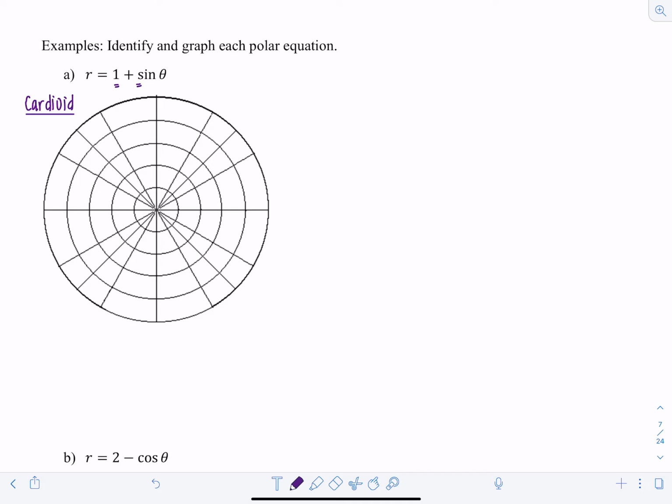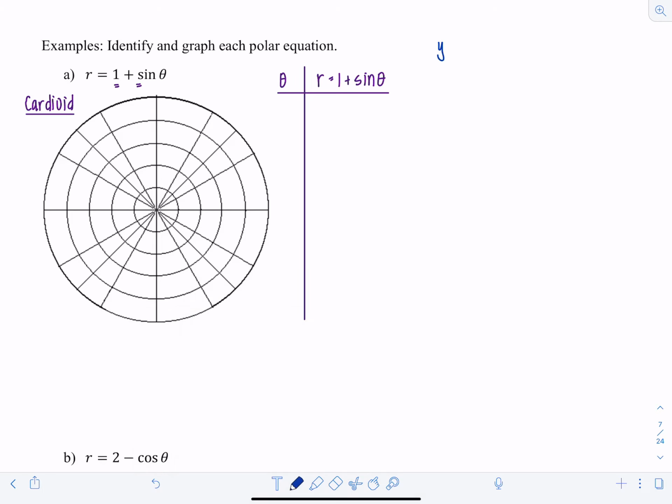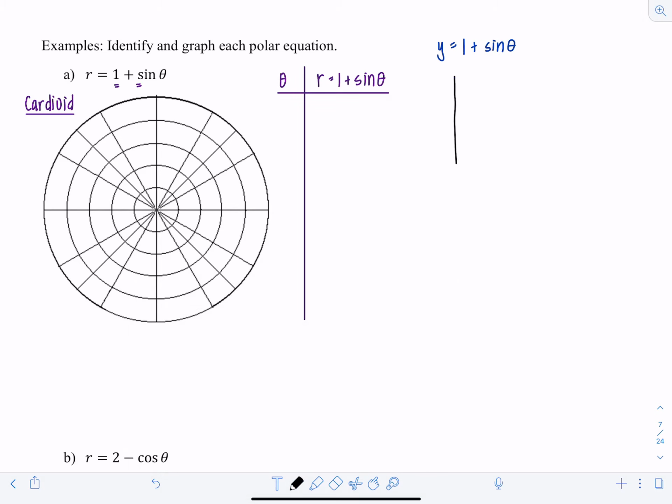And usually you just start off by making a table of values, old-fashioned way. So theta and then r equals 1 plus sine theta. So you're going to substitute in values for theta into the function and then plot them from there. Now, one thing you can do that's going to be a little helpful is you could always graph y equals 1 plus sine theta and use the graph to help you get values for the table, right? So we spent a whole bunch of time graphing trig functions. Let's use that to our advantage.